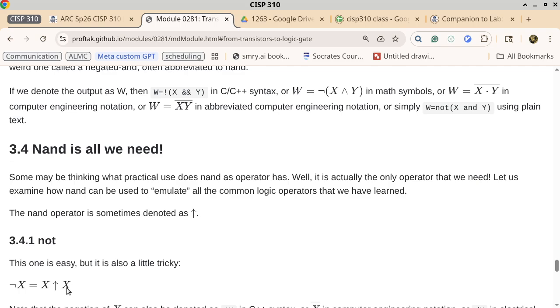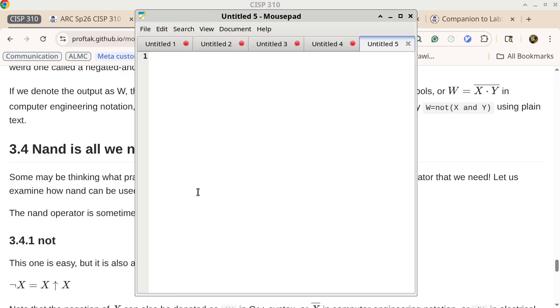I'm going to use a text editor and we'll go ahead and illustrate it. So basically what we're asking is, the logical NOT of x, is it really the same thing as x NAND x? This is what we are asking.